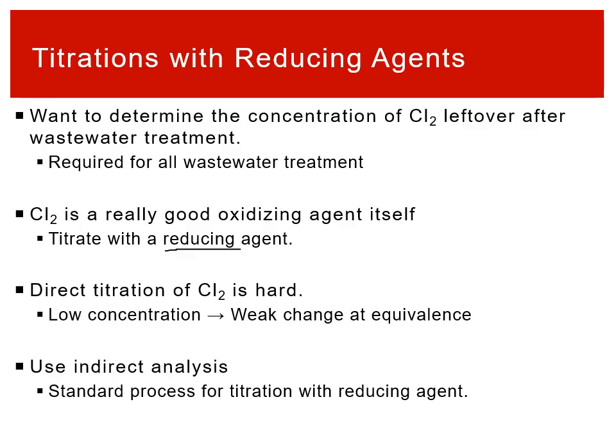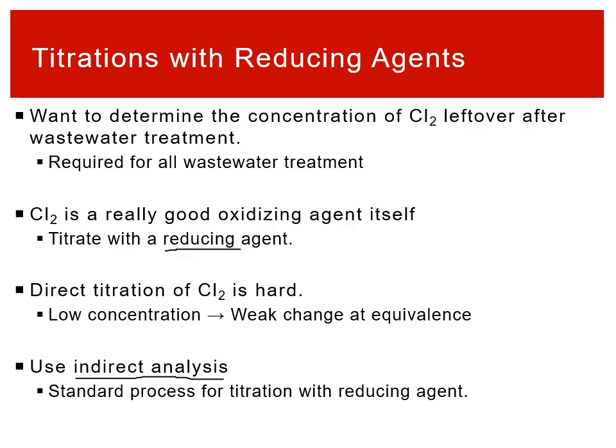But you need to use a reducing agent. And so the direct titration of Cl2 is going to be relatively hard here. It's a really low concentration, so the color change will still be really, really faint. So if you're trying to do it naturally, it's going to be tough. So instead, we use what's called indirect analysis.